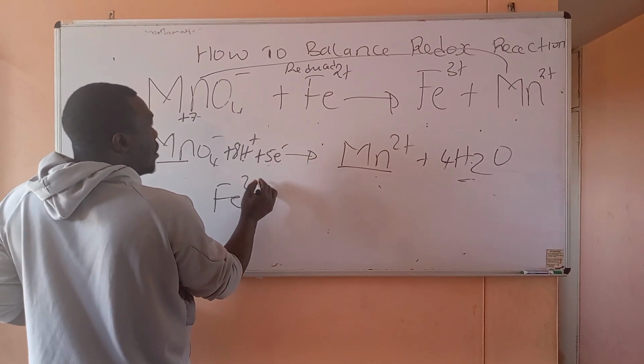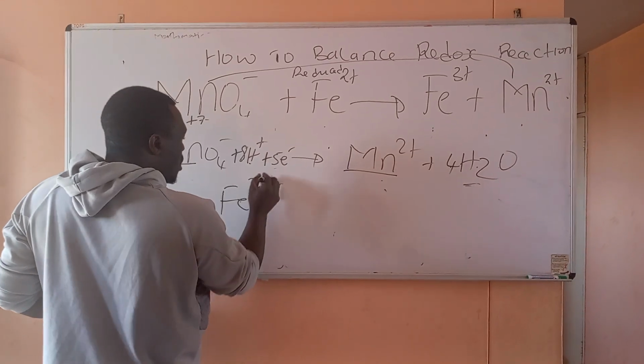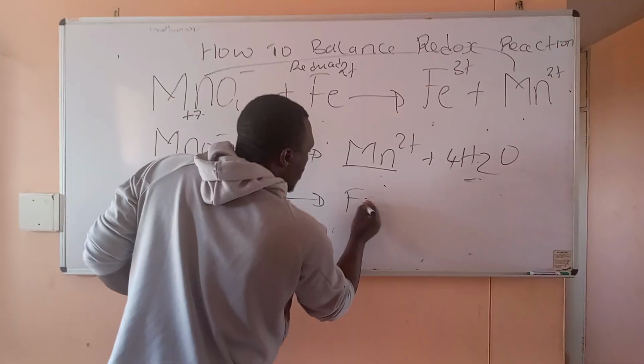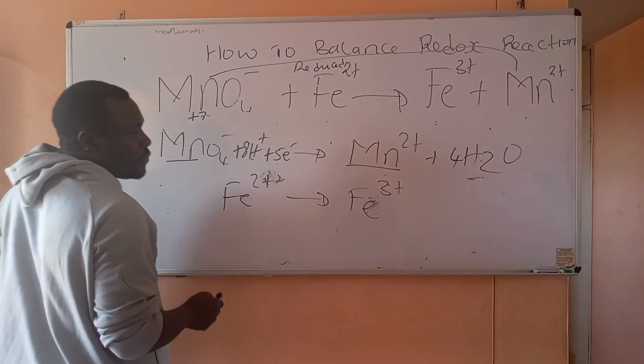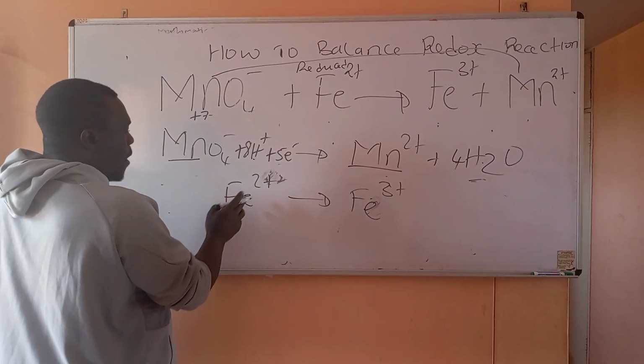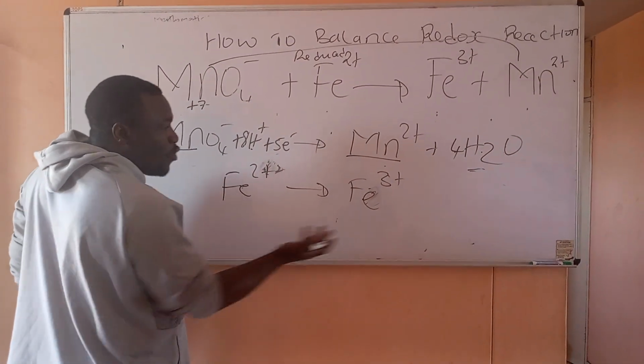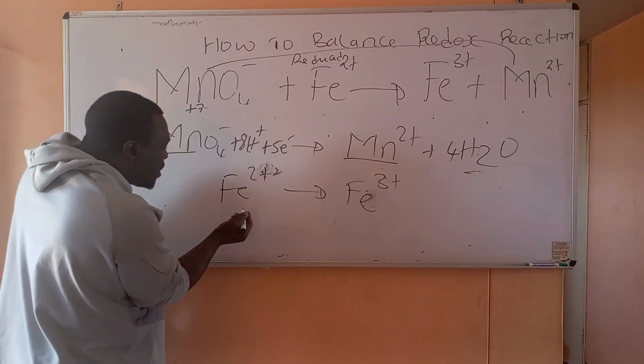Iron is moving from Fe2+ to Fe3+. So we balance charges using electrons. Where do we add it now? Okay, let's balance the half equation.